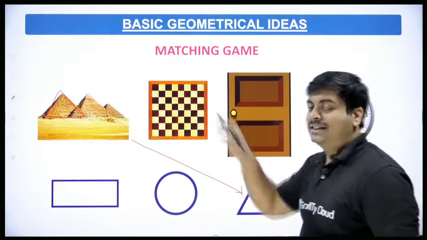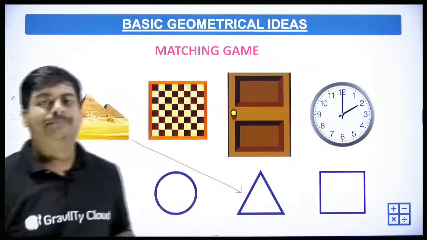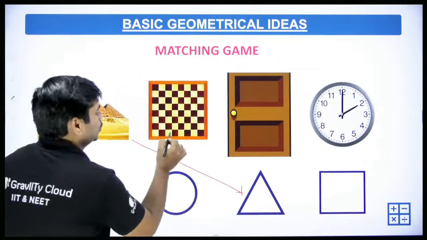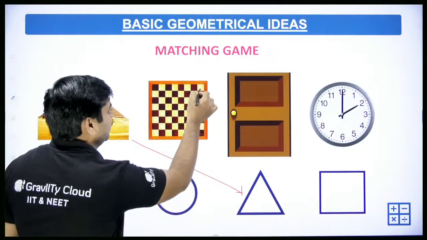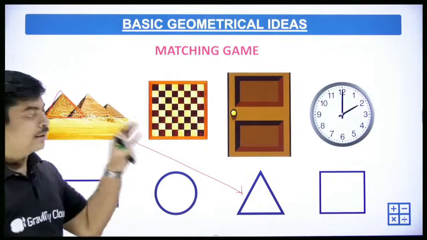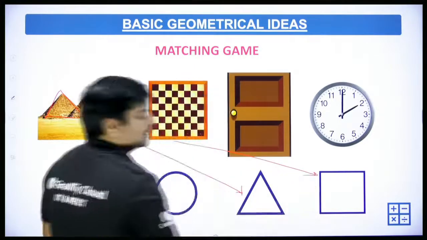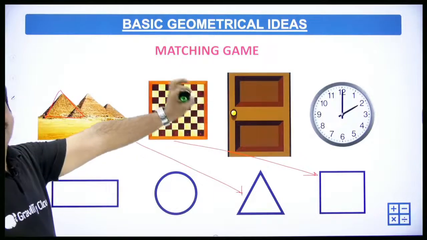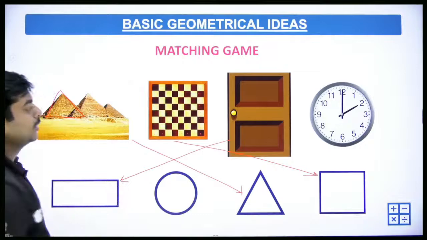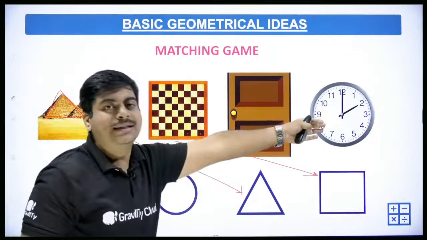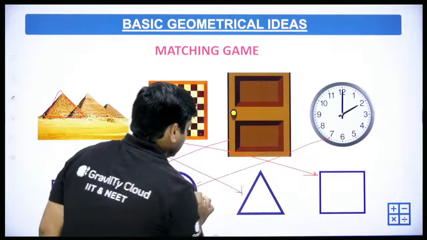And this is a chessboard. A chessboard has all sides with an equal number of squares: 1, 2, 3, 4, 5, 6, 7, 8, and 1, 2, 3, 4, 5, 6, 7, 8. So it is a square. So where is the square? We have the last one. And this one is something like a rectangle, where the length and breadth are different. And this is circular, or we can say that shape is a circle.